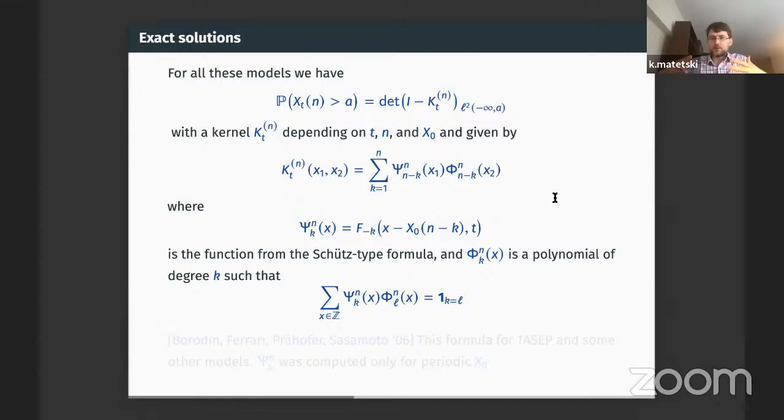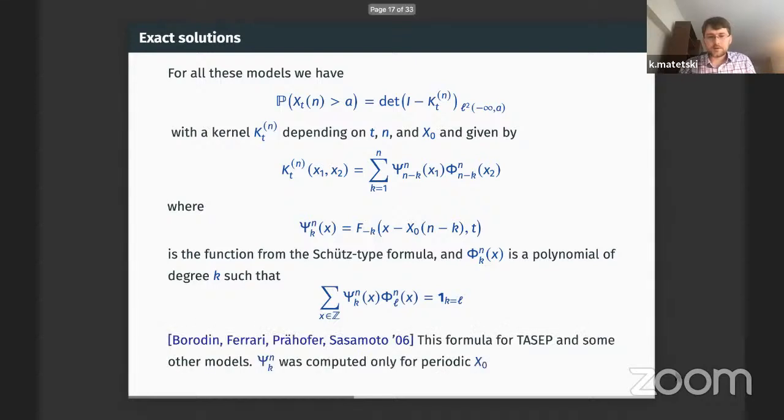In all these cases, we know the structure of the kernel. It is always given in the following form. It is the sum of products of some functions psi and phi. The functions psi are those functions which appear in Schütz's formula, so they are known explicitly. We have formulas for them. But the functions phi are characterized implicitly. We know that they are polynomials which are bi-orthogonal to the psi's, meaning that for every k and l, if we take this convolution of psi and phi, we get an indicator that k is equal to l.